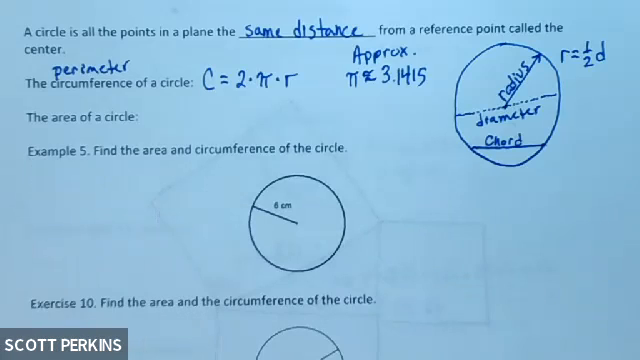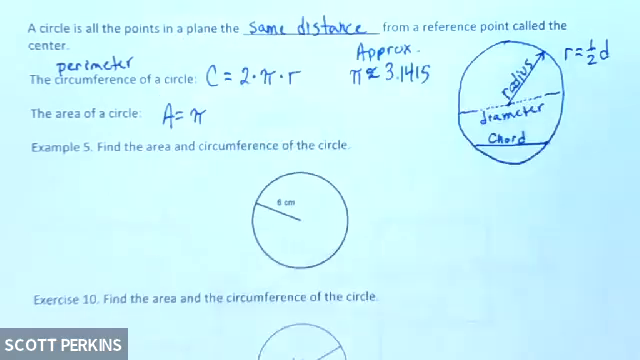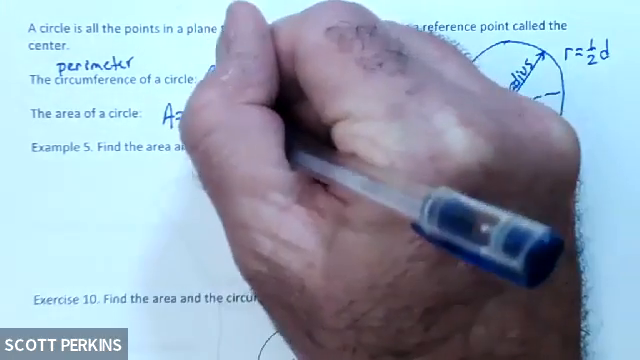The area of a circle, so the measure of the region inside, the area of a circle is again this number called pi times the radius squared.